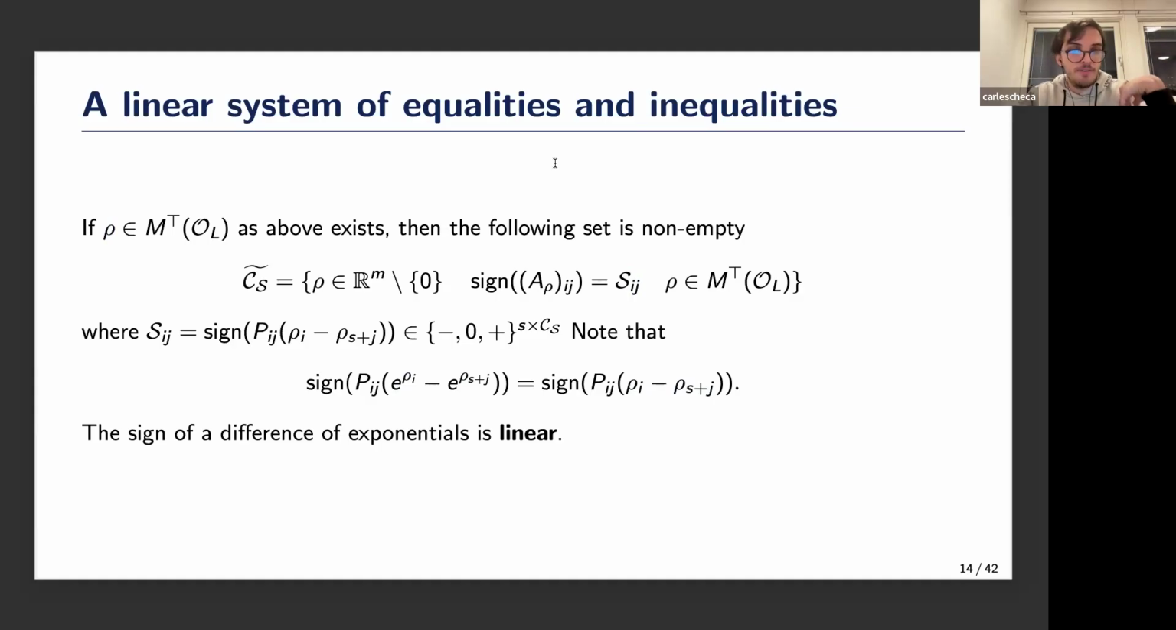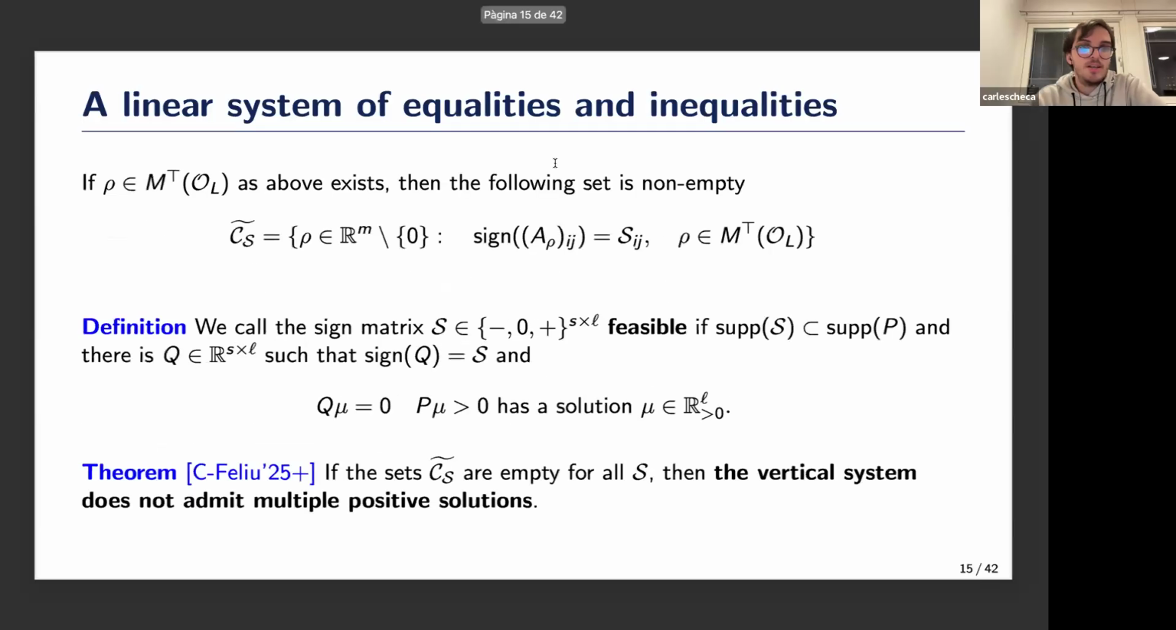necessary conditions for having multiple positive solutions can be given in the following terms. We fix all the possible sign matrices such that this makes sense, meaning that there is some matrix Q where the corresponding system has a solution and the sign pattern of Q is given by our sign pattern. And for all of these matrices, if these sets are all of them empty, then the corresponding vertical system cannot admit multiple positive solutions. Why? Because if the condition 3 were to hold, then the corresponding rho would lie in some of these sets.